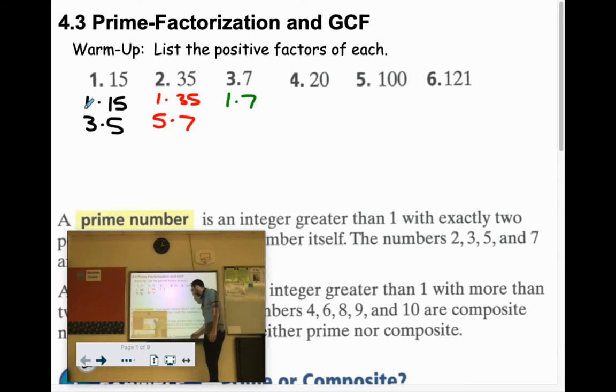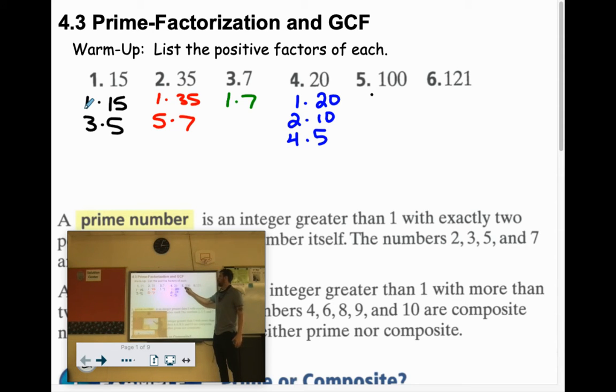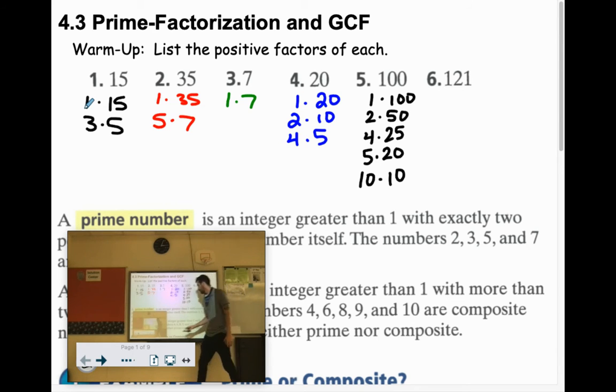What is the only even prime number? Yeah, 2. Okay. 20. Well, 1 and 20. We've got 2 and 10. And we've got 4 and 5. 100, oh boy. 1 and 100, 2 and 50. 4 and 25. We've got 5 and 20, 6, no, 7, no, 8, no, 9, no, 10 times 10.